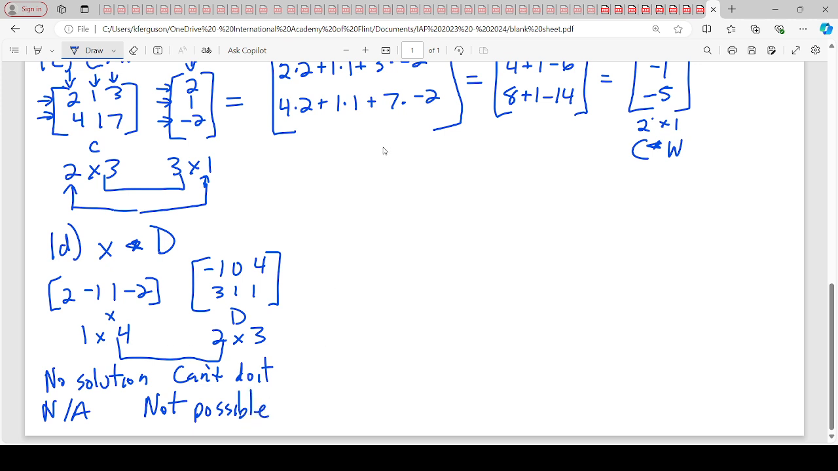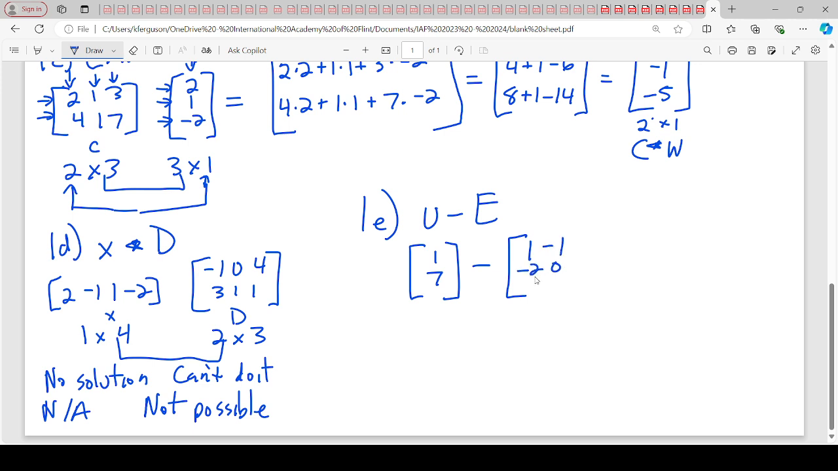All right, next I've got 1E. U minus E. So U is 1, 7 minus E, which is 1, negative 1, negative 2, 0, 1, negative 2.